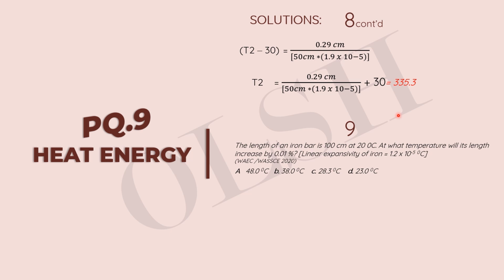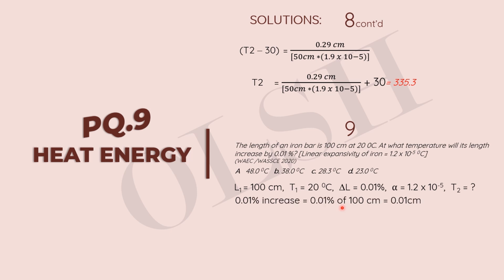So number 9, the length of an iron bar is 100 centimeters at 20 degrees Celsius. At what temperature will its length increase by 0.01%? Okay, so we're looking at a 0.01% increase. Let's bring out our parameters. We have L1 to be 100 cm, T1 20 degrees Celsius, change in length 0.01%, alpha we have 1.2 times 10 raised to the power minus 5 per Kelvin, and we have T2 to be unknown.